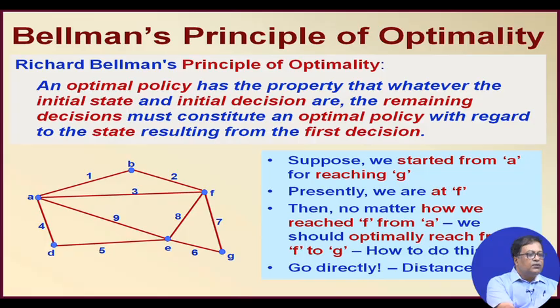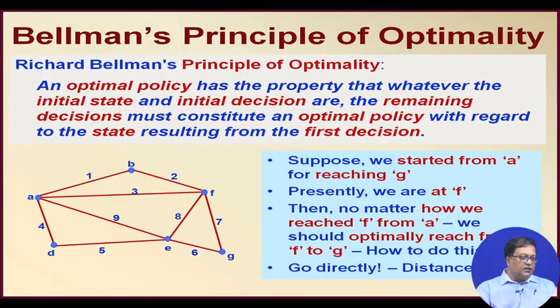There is a principle which is known as Bellman's Principle of Optimality. What is Bellman's Principle of Optimality? Let us read it first. An optimal policy has the property that whatever the initial state and initial decisions are, the remaining decisions must constitute an optimal policy with regard to the state resulting from the first decision. So what is exactly being said here? Let us look at the diagram.